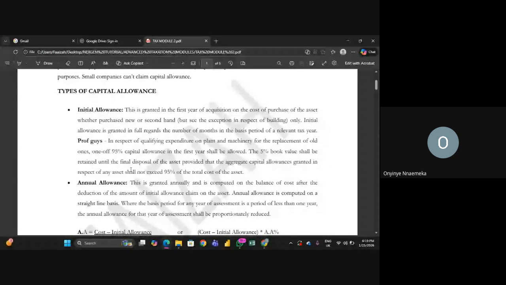So in respect of plant and machinery, if you replace plant and machinery for old ones, 95% capital allowance in the first year shall be allowed. The 5% book value shall be retained until the final disposal of the asset, provided that the aggregate capital allowance granted in respect of any asset shall not exceed 95% of the total cost of the asset.